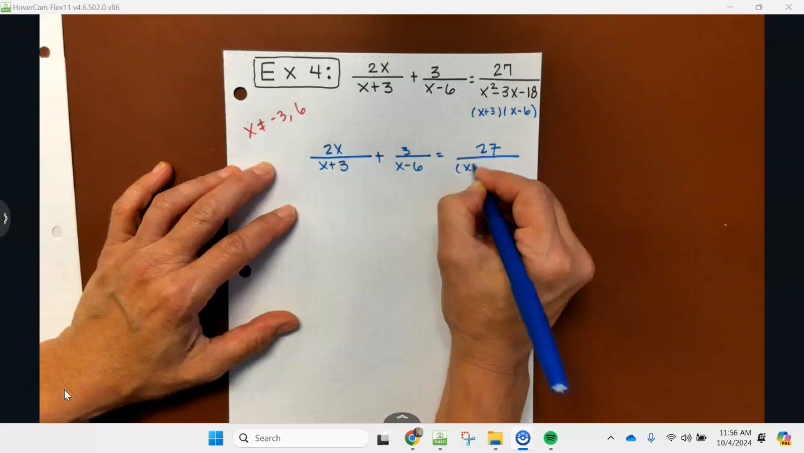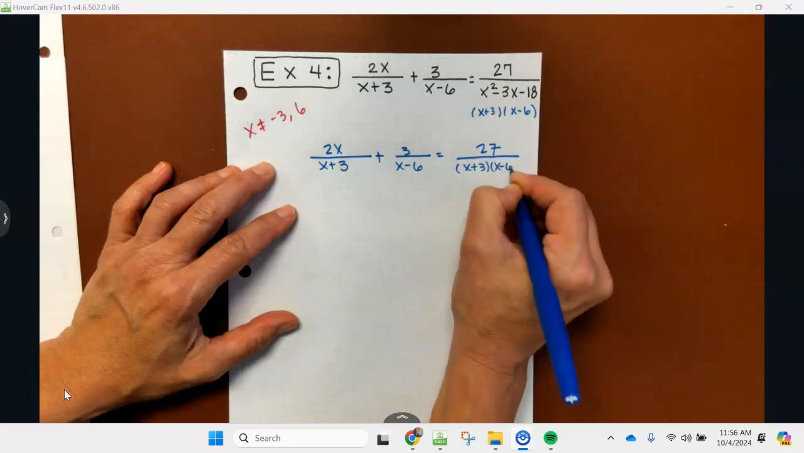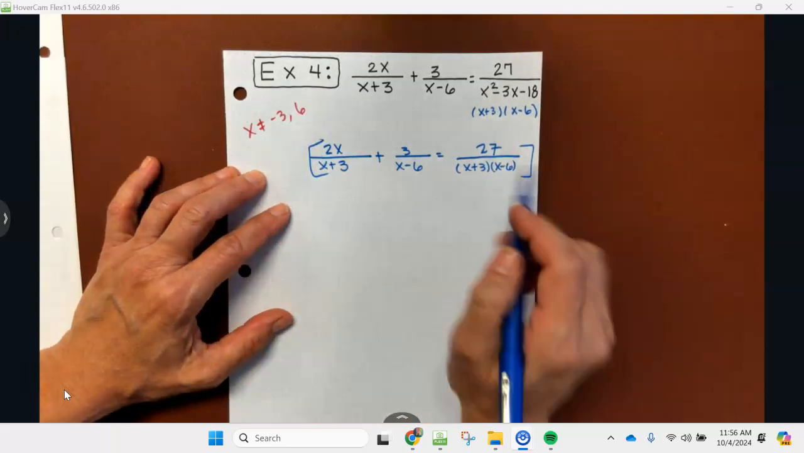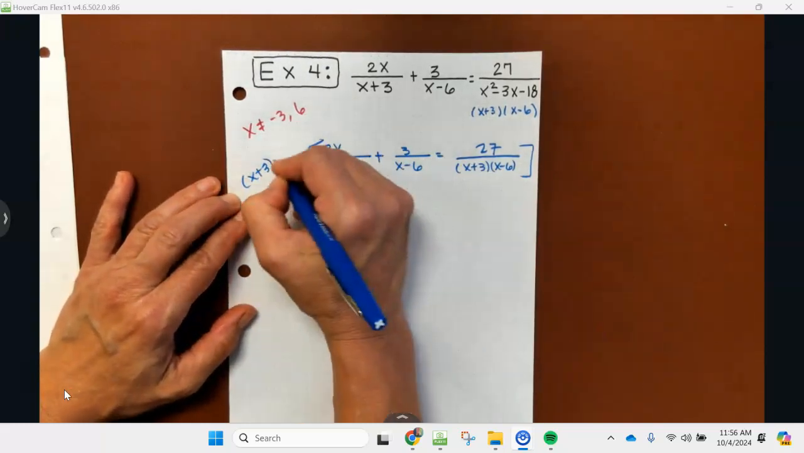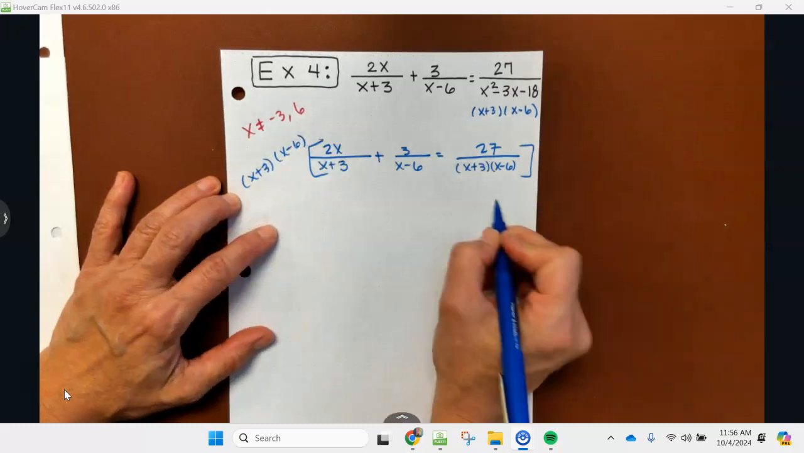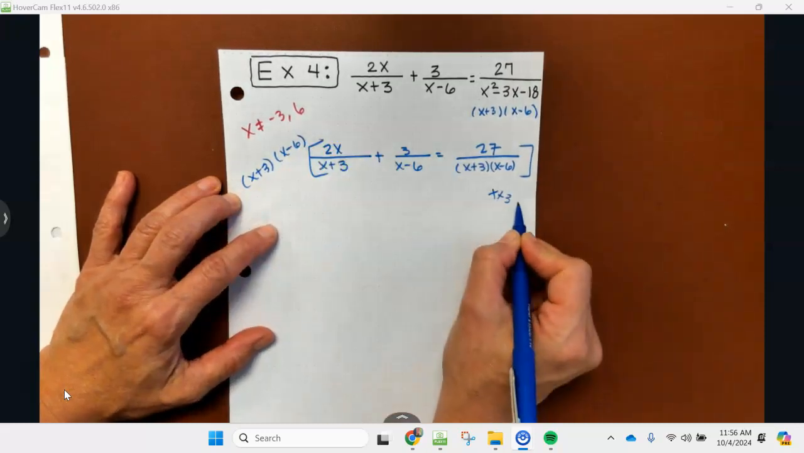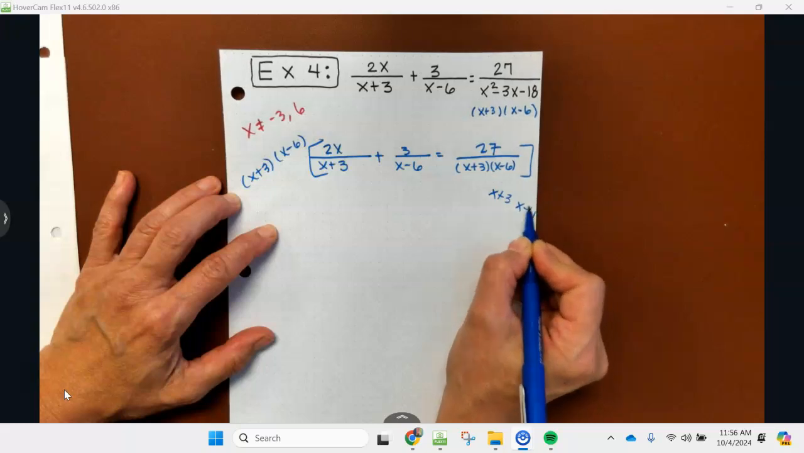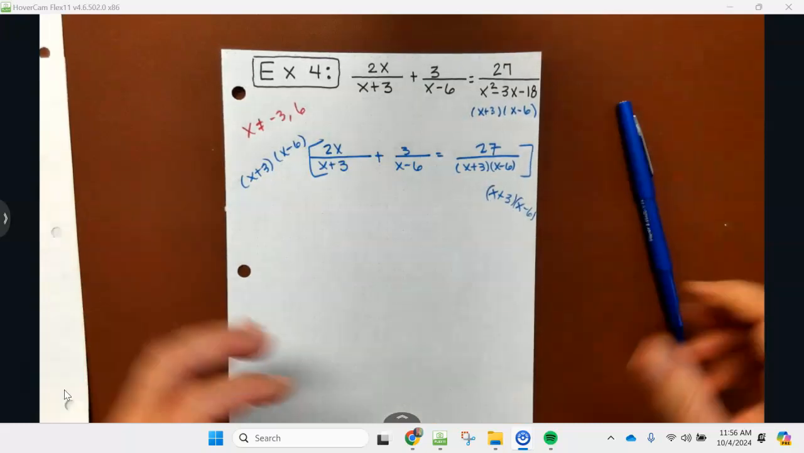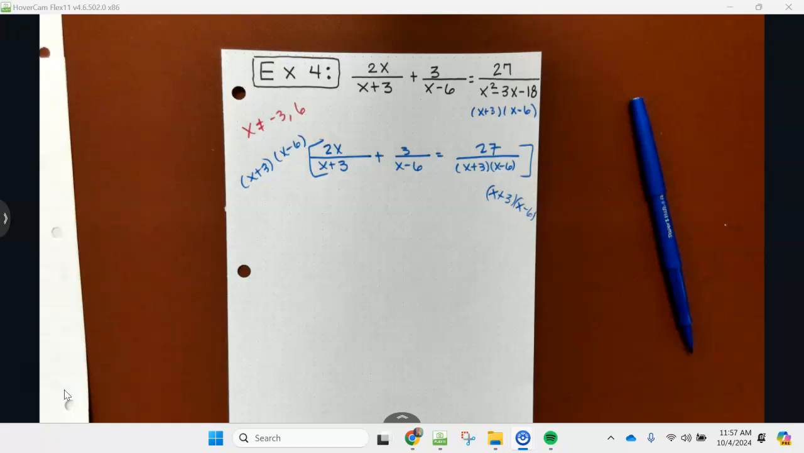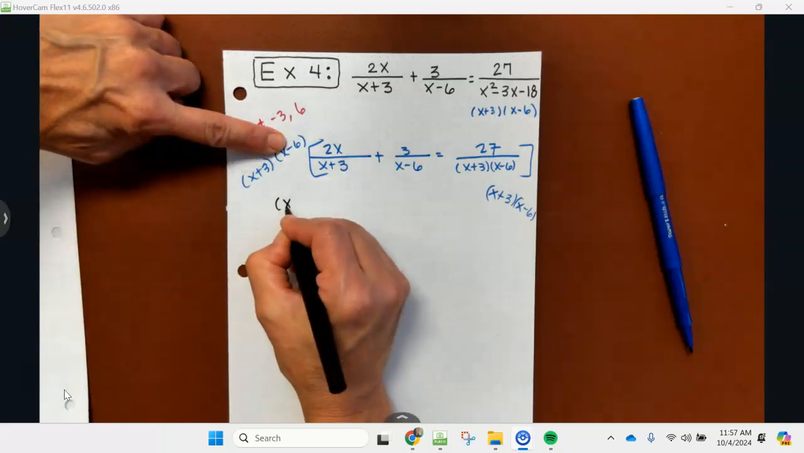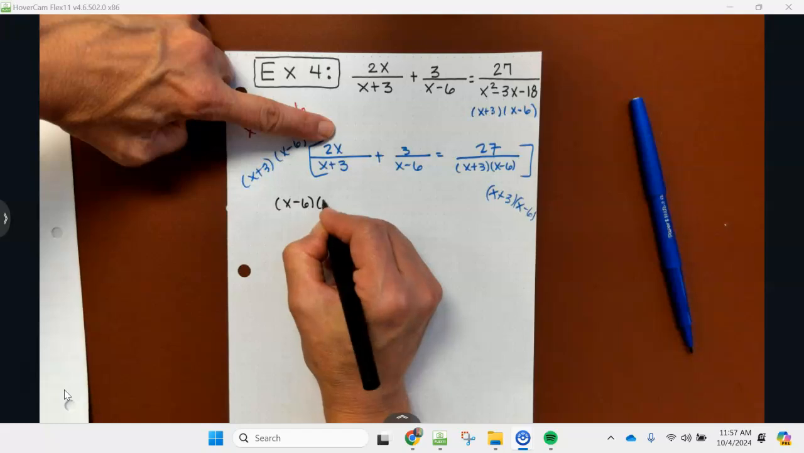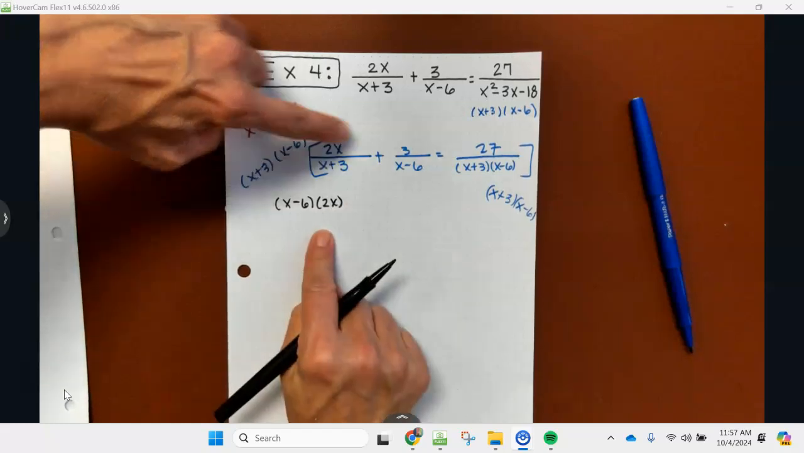All right, so x plus 3, x minus 6. Okay, here we go. Now remember, we're going to distribute both of them like the last problem. So x plus 3 times x minus 6 on this side, x plus 3 times x minus 6 on this side. Still not leaving myself enough room, apparently. Okay, let's go ahead and distribute. So the x plus 3's are going to cancel. So this is going to be x minus 6 times 2x. We'll clean that up in a minute.